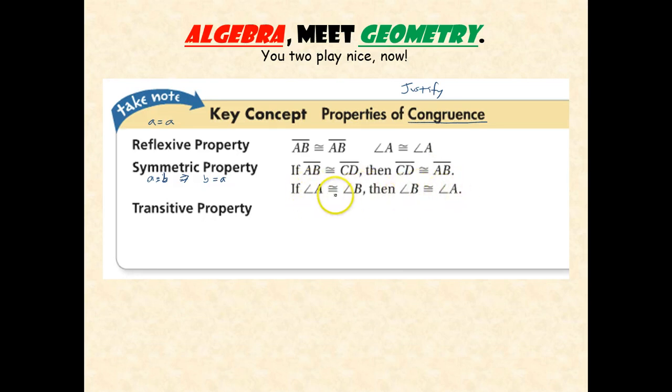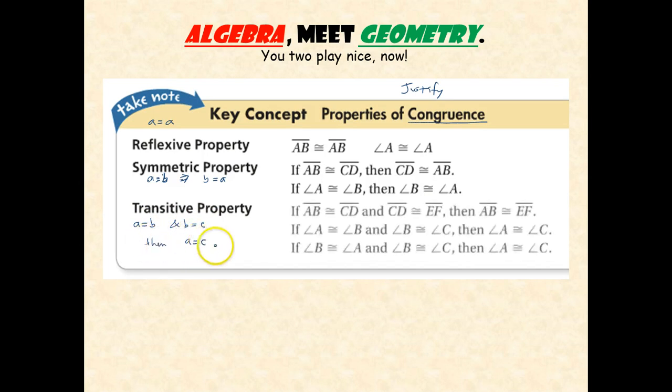congruent to angle B. And then the transitive property for algebra was if A equals B and B equals C, then A equals C. So it'll be similar with figures. If segment AB is congruent to segment CD, and segment CD is congruent to segment EF, then segment AB is congruent to segment EF. Same thing with any kind of angles you want to talk about.